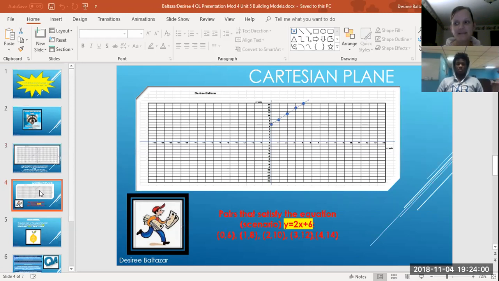A list of some of the pairs that satisfy the equation y equals 2x plus 6 would be 0 and 6, and you can see that first dot lined up on the x and y axis. And then the next scenario would be 1 and 8, and 2 and 10, and so on. And the first in quadrant 1, those would just be different scenarios. Like for instance, the 0 and 6, if nobody returned any of the flyers, he'd make $6, and so on.